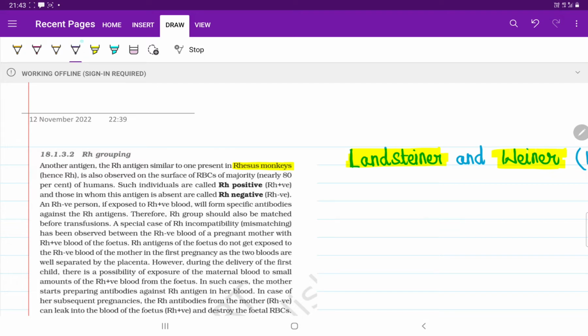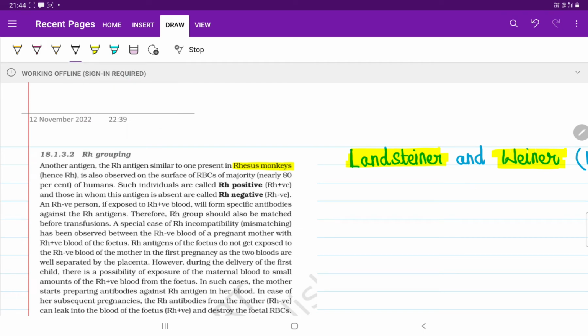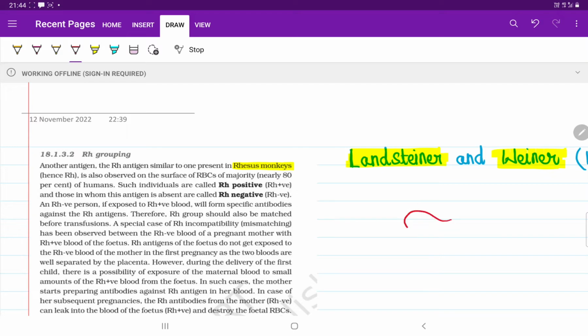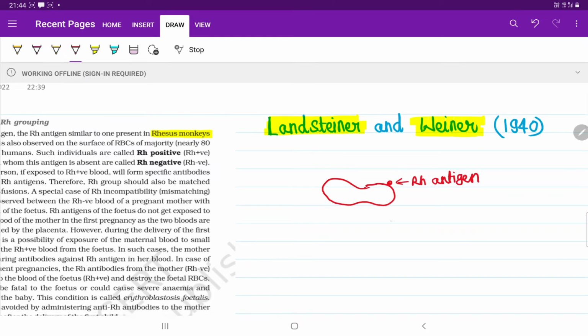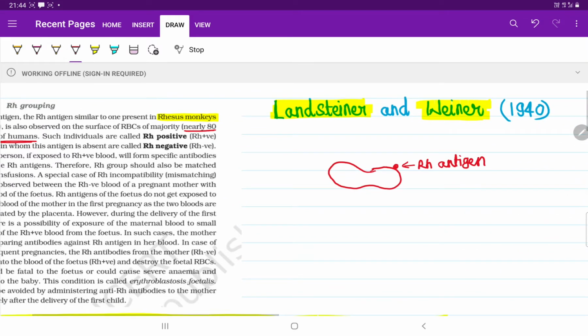Actually he was doing some study on the red blood cell of the rhesus monkey. Suppose this is the red blood cell of the rhesus monkey. He observed that on the surface of the rhesus monkey red blood cell some antigen is present. He gave it the name RH antigen. Then he observed the same kind of antigen present in humans also. In fact, nearly 80% of humans have the same kind of RH antigen.